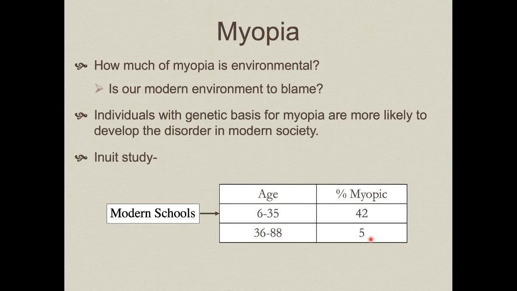For example, if you look at individuals that have gone through some cultural shifts, we see a change in the percentage of individuals that are myopic. So in northern Canada, there was an Inuit study that looked at two different age classes of individuals. Older individuals relatively rarely were myopic. Those that were raised during the time frame in which modern schooling was available, a much higher fraction of those were myopic. So that's due to just reading more.